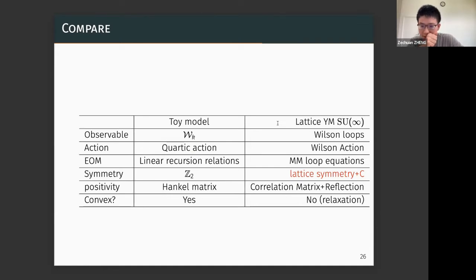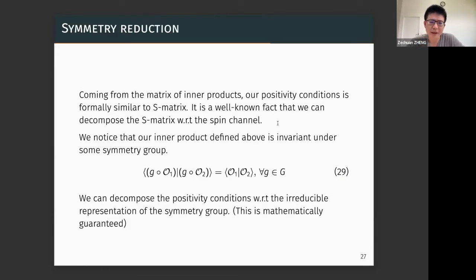Okay, let's look at the lattice symmetry reduction. Already from very similar topics, conformal bootstrap and S-matrix bootstrap, we know that the positivity conditions are arranged into different spin channels. So it is not really surprising that on the lattice, our positivity conditions are arranged in different irreducible representations of the global symmetry, or the lattice symmetry.